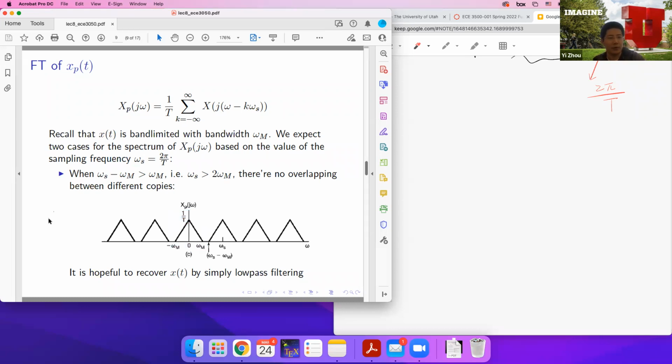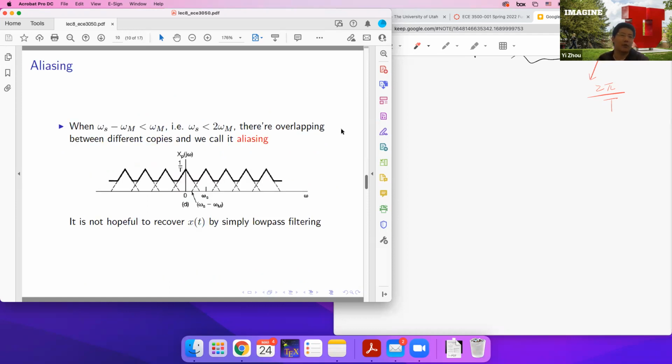And from there, if you do an inverse Fourier transformation, you can get the original signal. So the key is that in this case, there's no overlap among all these copies. This is called the Nyquist sampling rate. As long as we are sampling at higher than 2 times the bandwidth of the signal, there's no overlapping among these copies, and we can hope for a perfect recovery.